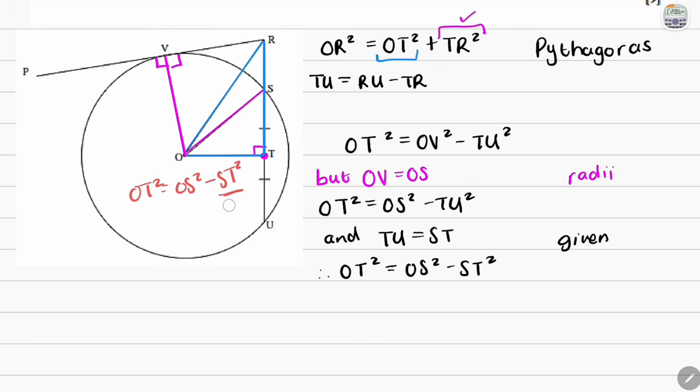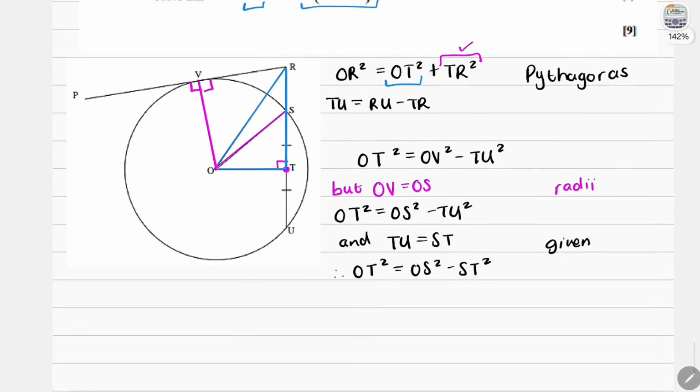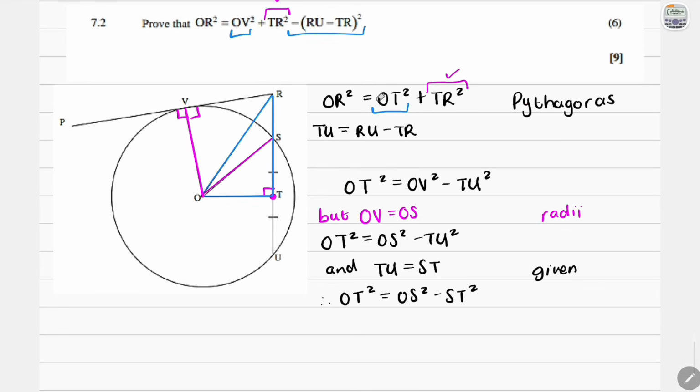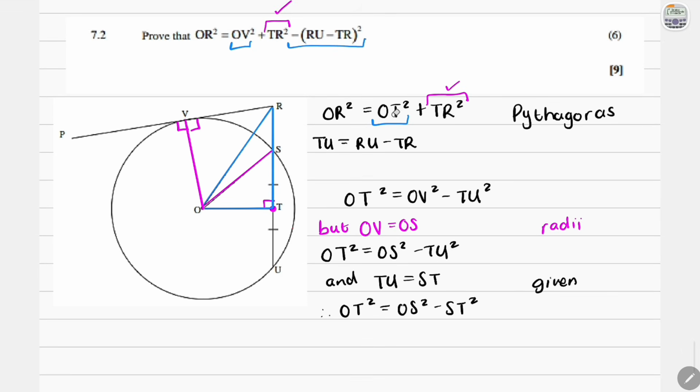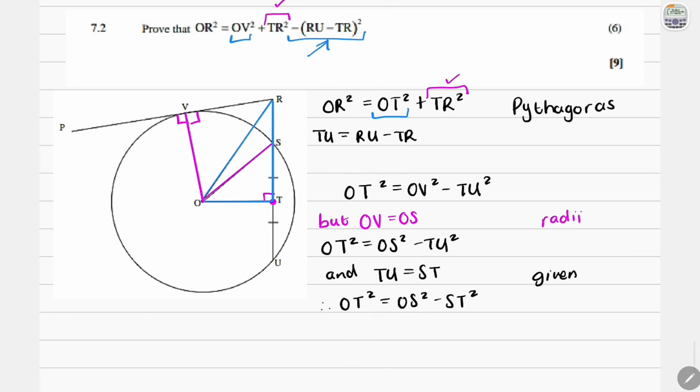Okay, so we have those things down. And now we can see what OT squared is. OT squared is actually equal to OS squared minus ST squared. So this is clearly the equation it came from. But now remember the focus is on OT squared. We're trying to find out why OT squared is equal to OV squared minus this. Now this makes sense. This RU minus TR all squared clearly came from ST. So you see how RU minus RT is actually equal to TU.